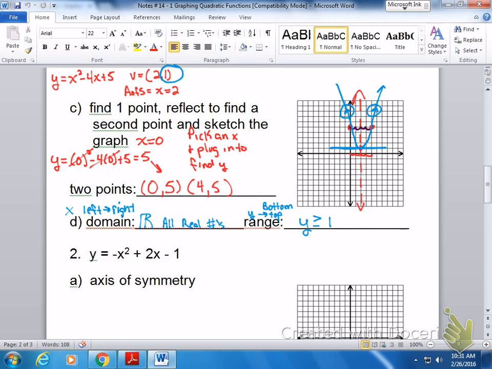Now be careful on domain and range. Domain on quadratics is always all real numbers. The range is always y, and the y value in your vertex. You just have to decide which direction.